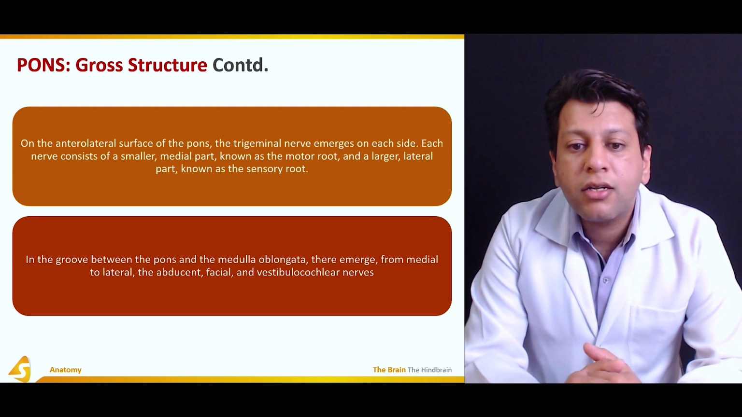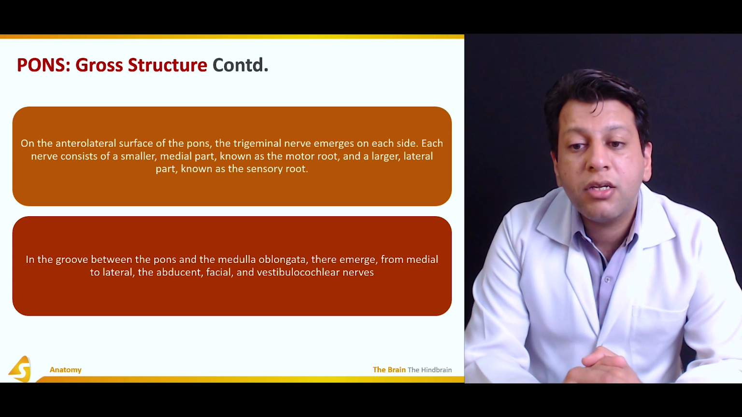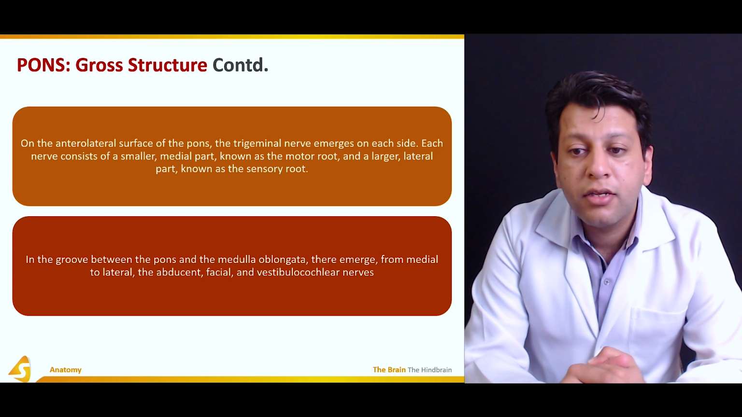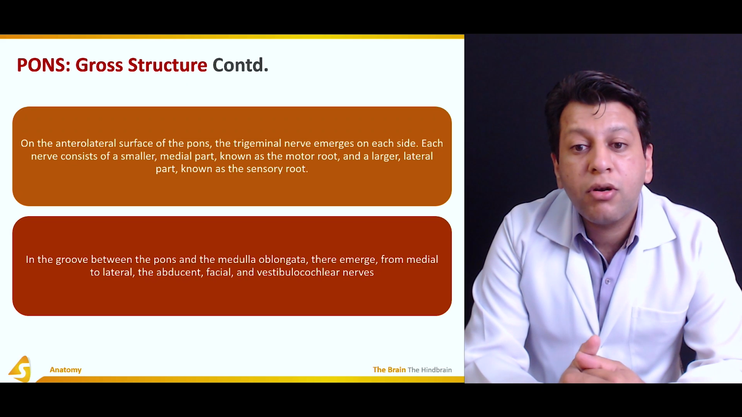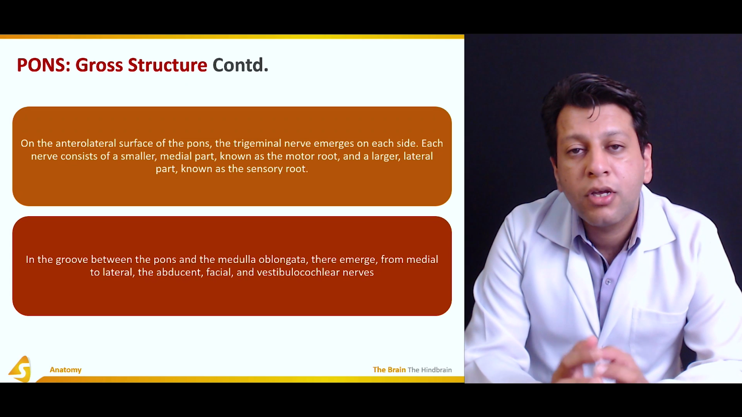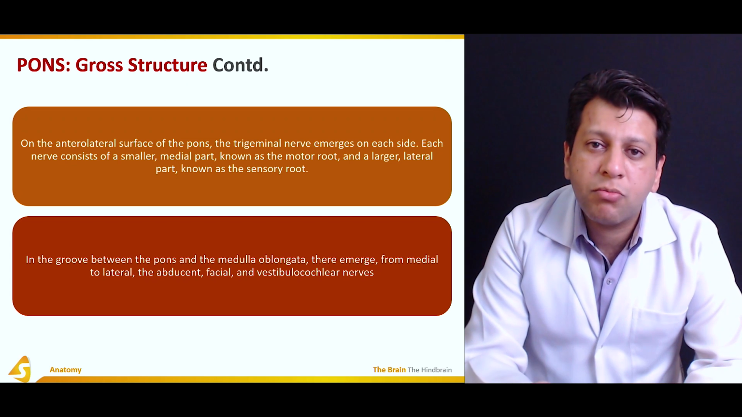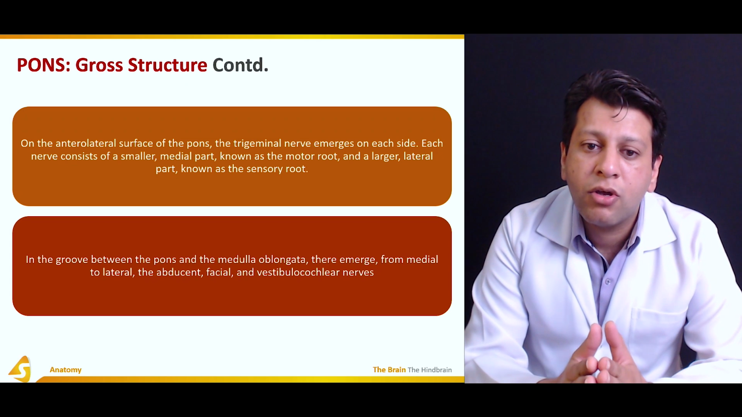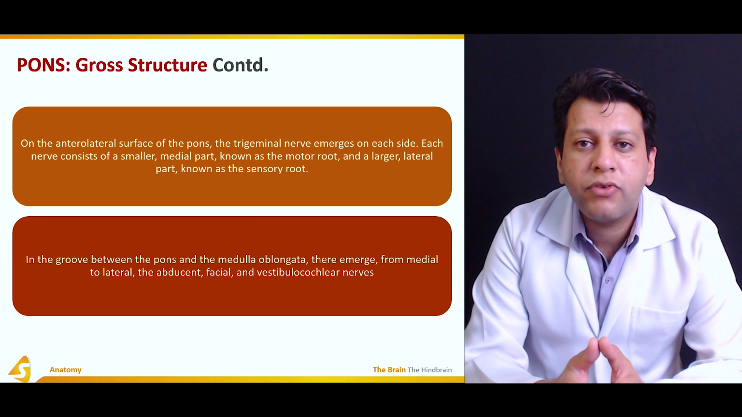On the anterolateral surface of the pons, there is a trigeminal nerve which emerges on each side. Each nerve consists of a smaller medial part known as the motor root and a large lateral part known as the sensory root. Now we all know the trigeminal nerve is a mixed nerve, that it contains the motor as well as sensory fibers.